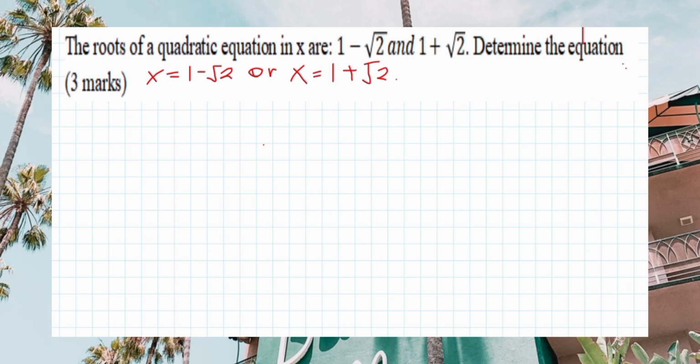Here, let us simplify these values a bit. So let's make this value to be a, and let's make 1 plus root 2 to be b.